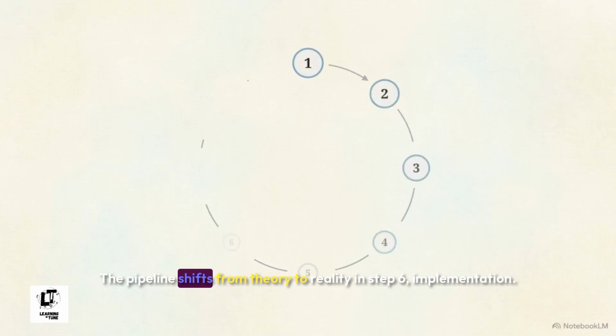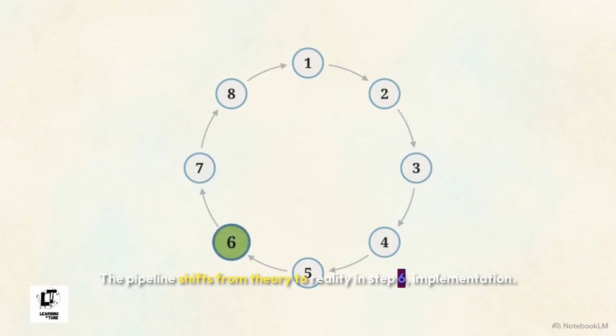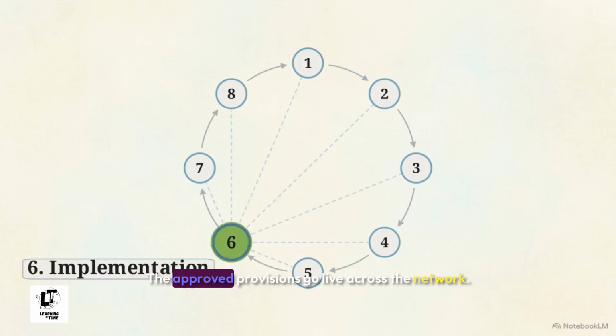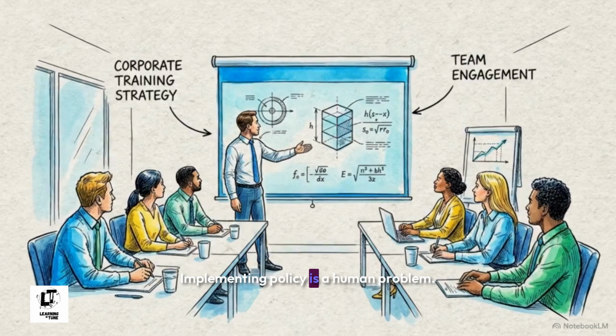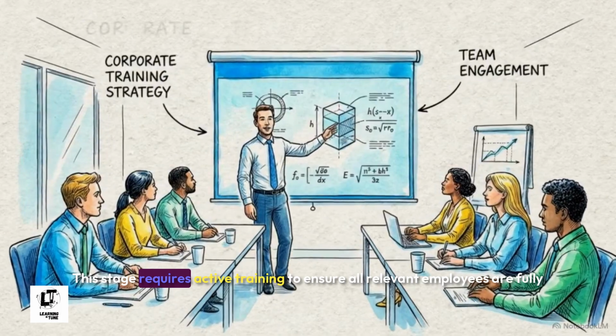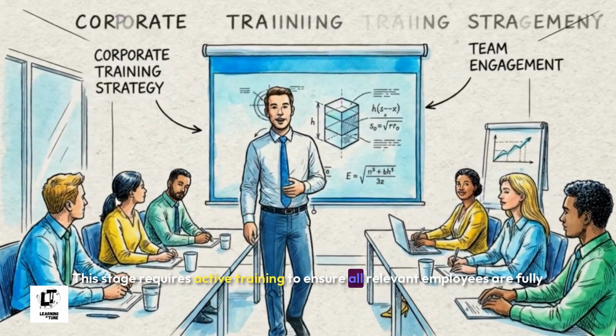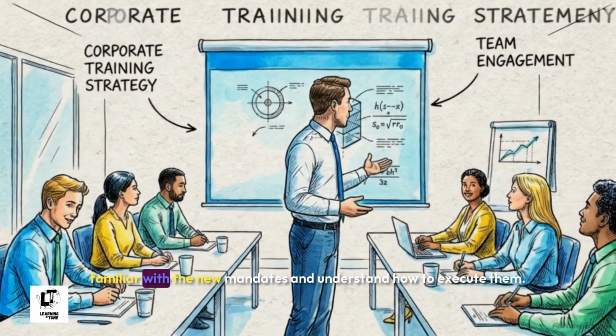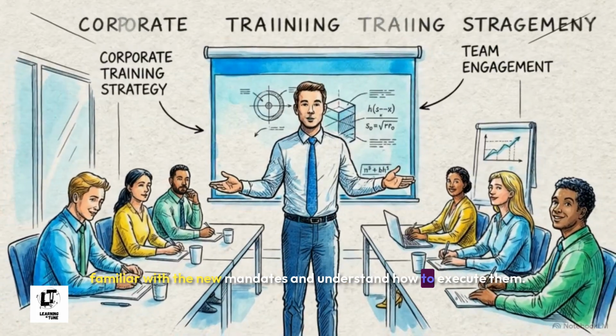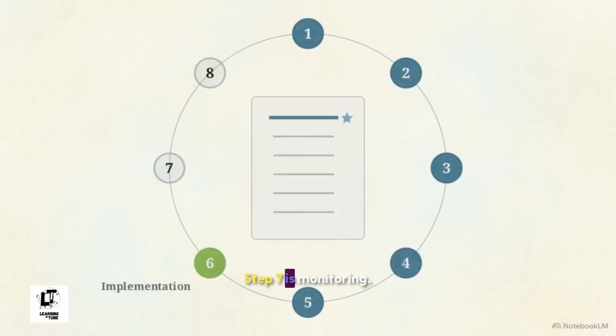The pipeline shifts from theory to reality in Step 6, implementation. The approved provisions go live across the network. Implementing policy is a human problem. This stage requires active training to ensure all relevant employees are fully familiar with the new mandates and understand how to execute them. Step 7 is monitoring.